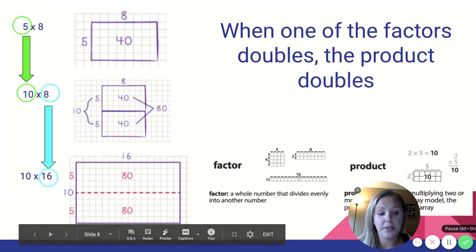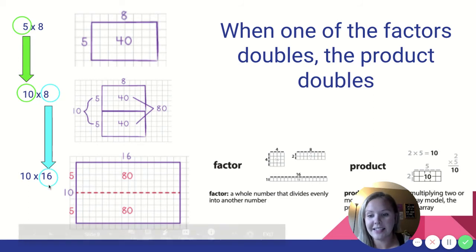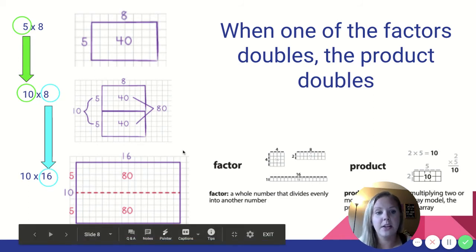So let's review what was happening in those three problems. We started with 5 times 8. And we moved to 10 times 8. The 5 doubled, right? And then we moved from 10 times 8 to 10 times 16, and in that, the 8 doubled. Now, let's think about what's happening to the product.